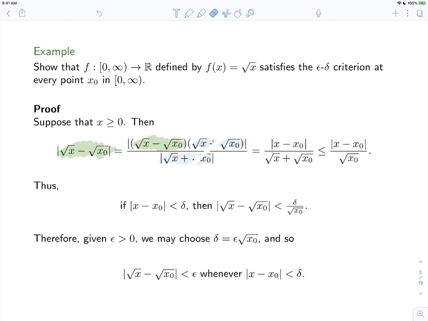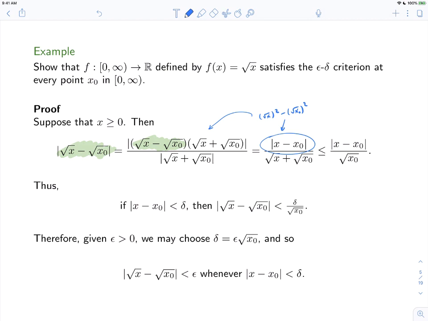What's the point? Well, if we multiply the two terms in the numerator together, you get x minus x naught. This is essentially the difference of squares. You're thinking of this as the square root of x quantity squared minus the square root of x0 quantity squared. So that's why you end up with this. In the denominator, both of those terms are positive because the square root function is defined to be the positive square root. So we don't do anything there, we just drop the absolute value signs.